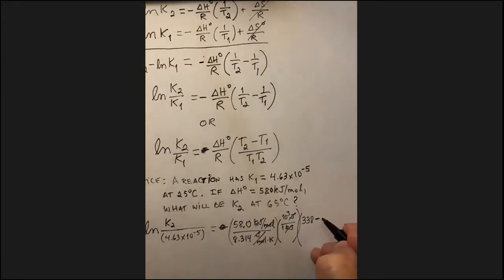338 minus 298, right? And this is going to be Kelvin. And in the bottom, we have 338 Kelvin times 298 Kelvin. Close the parenthesis. So one of these Kelvins is going to cancel here, and the other one is going to cancel with this one over here. So we got rid of all the units. That's why I told you to write the units down, because that's your bottom line check, right? That's where you make sure that everything makes sense.